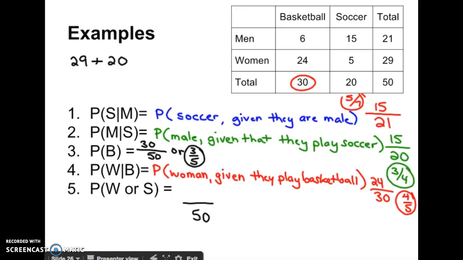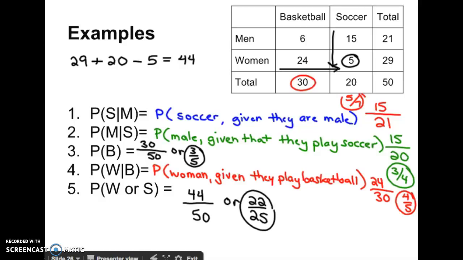So that's either women or soccer players. And remember, you need to subtract away where they overlap. So women and soccer players, there were 5 of them. I don't want to count that twice, so I'm going to subtract away 5. So that gives me 44 people out of the 50 that fall into that category. And when you reduce that, that's 22 out of 25 for that probability.